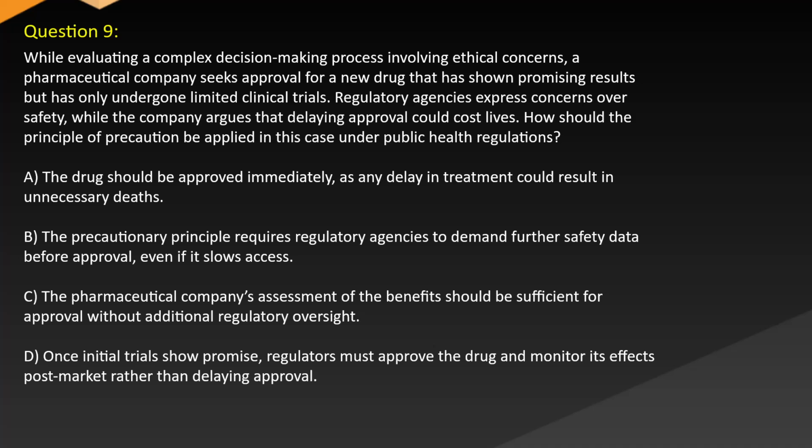A. The drug should be approved immediately, as any delay in treatment could result in unnecessary deaths. B. The precautionary principle requires regulatory agencies to demand further safety data before approval, even if it slows access. C. The pharmaceutical company's assessment of the benefits should be sufficient for approval without additional regulatory oversight. D. Once initial trials show promise, regulators must approve the drug and monitor its effects post-market rather than delaying approval.